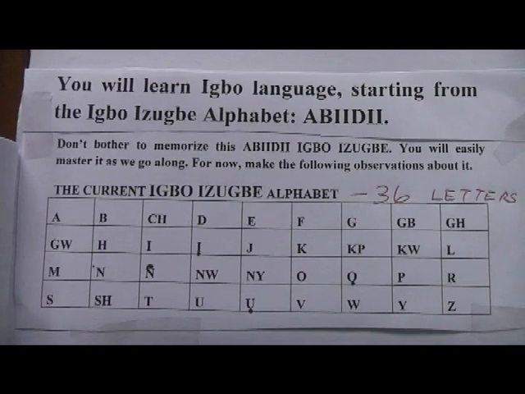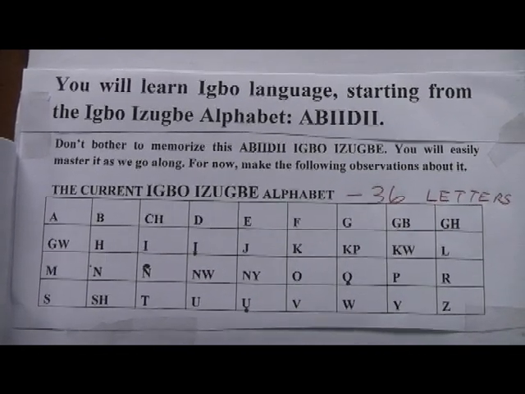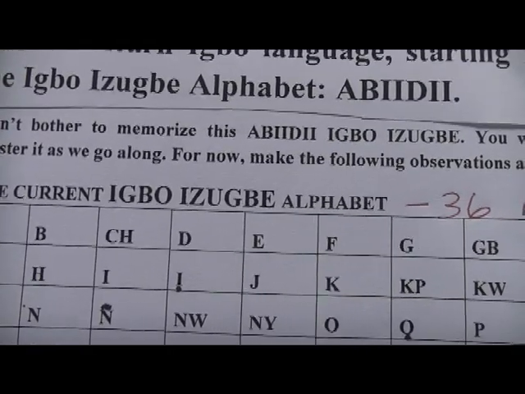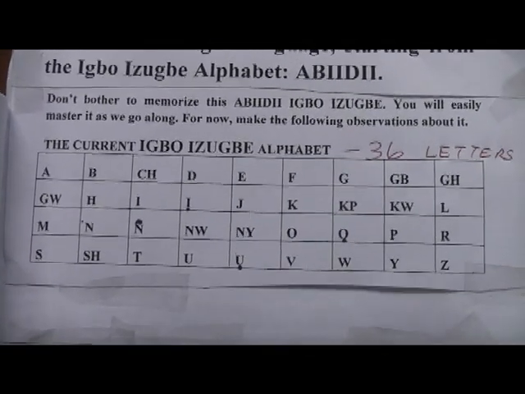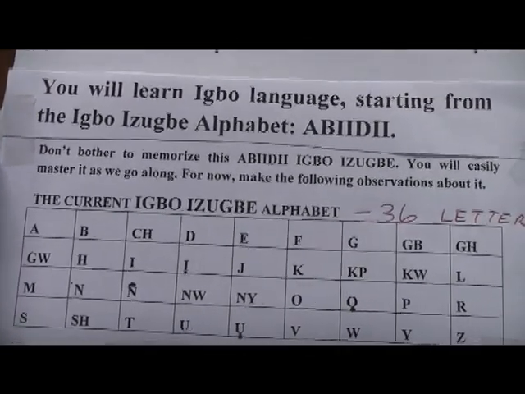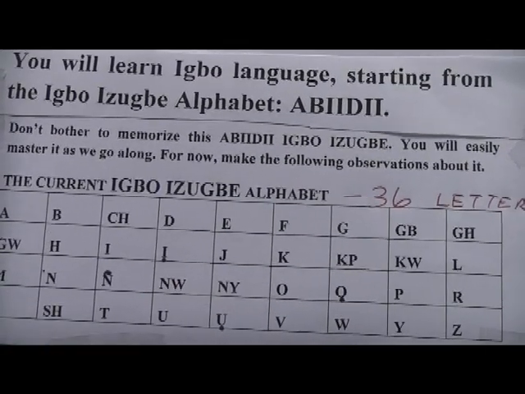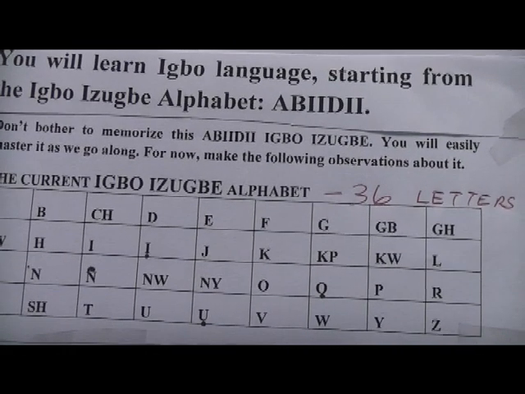You will learn to speak Igbo language starting from the basics. And the basic foundation is Igbo alphabet. That is what you call ABIIDI. This is the present Igbo alphabet, and I recommend, please do not bother to cram it. You will master it as we get along. There are certain plans we have.